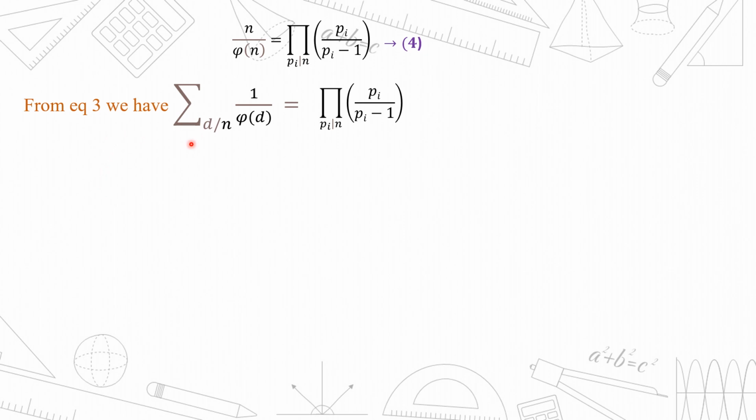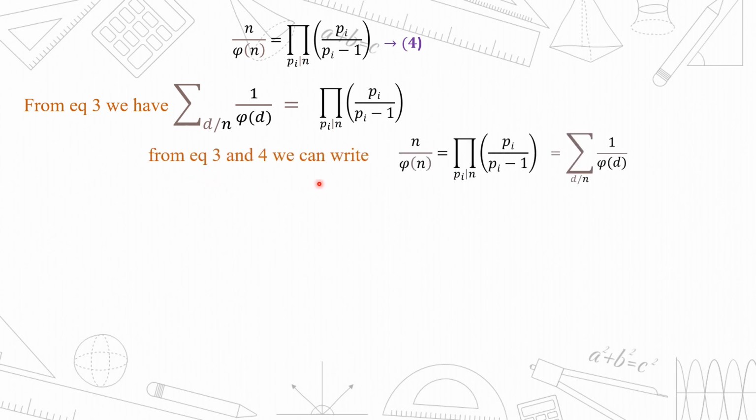From equation 3 we have summation d divides n 1 by phi of d is equal to the product over pi that divides n of pi divided by pi minus 1. From equation 3 and 4, we can write n by phi of n is equal to the product over pi that divides n of pi divided by pi minus 1, which is equal to summation d divides n 1 by phi of d. Let's consider equation A, that is summation d divides n mu square d into summation d divides n 1 by phi of d.